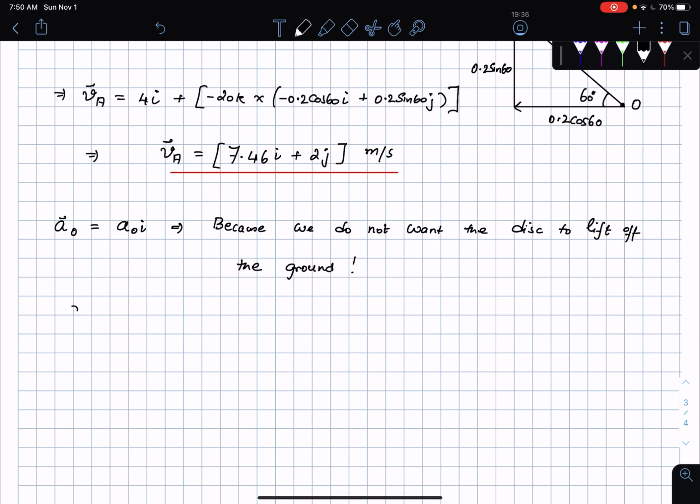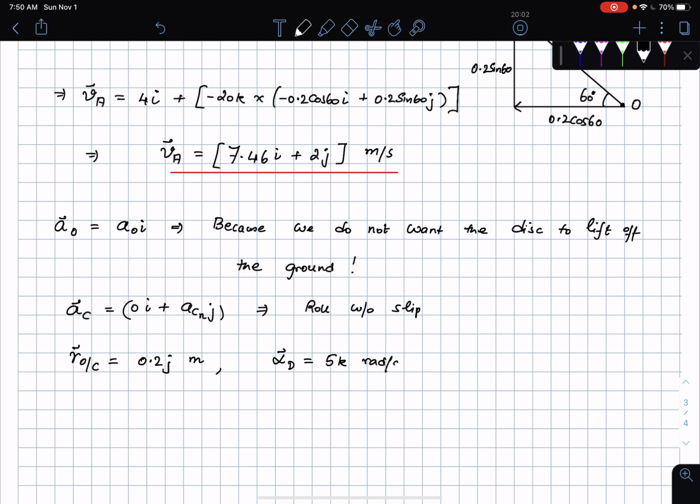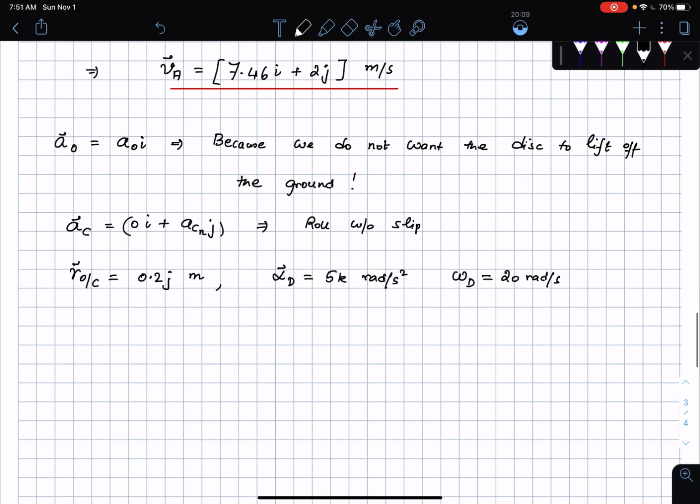Then I also know that acceleration of C is 0I and then something in the J direction. This is coming from the roll without slip. And I know the position vector as well between the two, from O to C, which we had written down as 0.2j meters, and we had alpha of the disk given to us as 5k radians per second square. Omega of the disk was 20 radians per second, the magnitude. So using all of these quantities, I'm just going to write the acceleration of O.